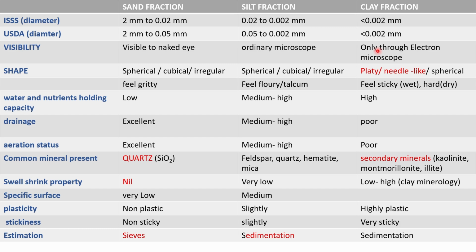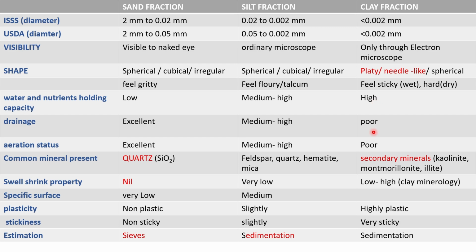We can't see it with our eyes, right? Clay particles are not visible to the naked eye. It is visible only through an electron microscope, and it is platy, needle-like or spherical in shape, and it feels sticky when wet and hard when dry. All these properties are opposite to the sand fraction, because clay can hold water and nutrients. It will not allow the free movement of water and air. So its water and nutrient holding capacity is very high.